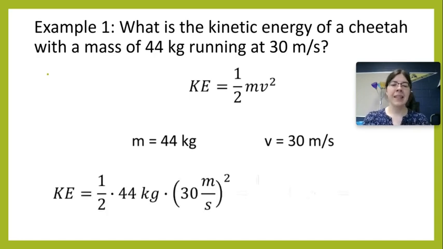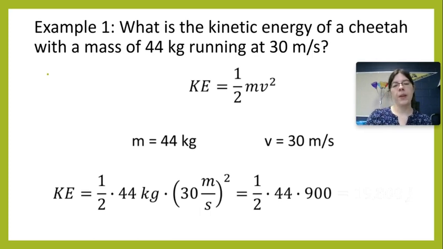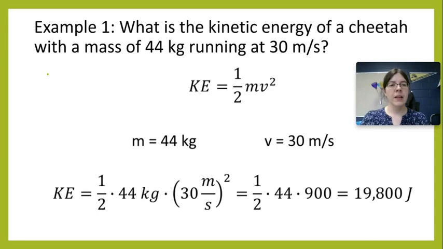So then we're going to go ahead and substitute those values into our equation. So 1/2 times 44 times the 30. And remember, we only square the 30, nothing else in this equation. So 1/2 times 44 times 900, which is 30 squared. So if we multiply all those things together, we get 19,800, and then our unit for energy, remember, is always joules, or J. So the cheetah is going to have 19,800 joules of energy.